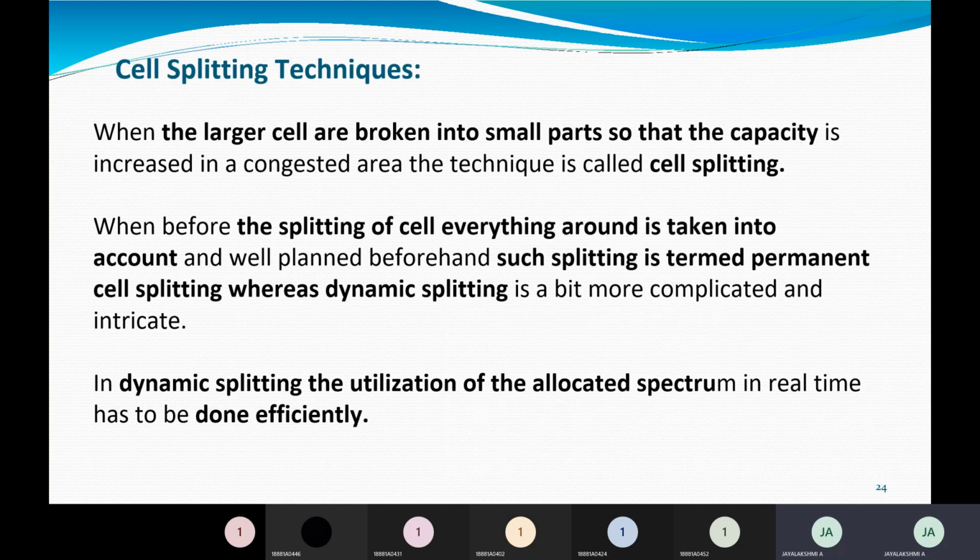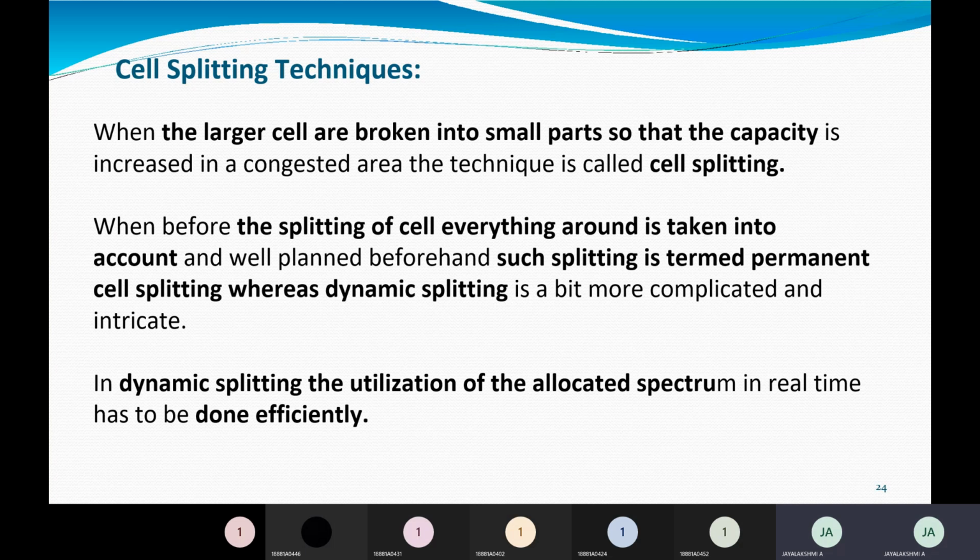One is called permanent splitting, another is called dynamic splitting. Permanent splitting is where, before the splitting of the cell, everything near the cell is taken into account, and it is also planned beforehand. Such a splitting technique is called permanent cell splitting. Once again, before splitting the cell, everything around is taken into consideration. It is well planned.